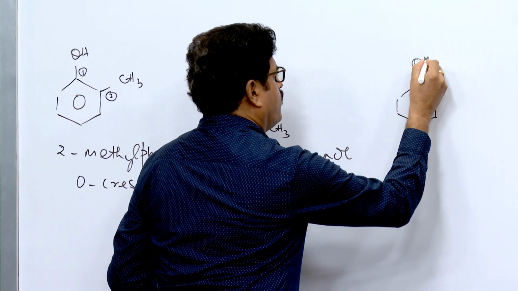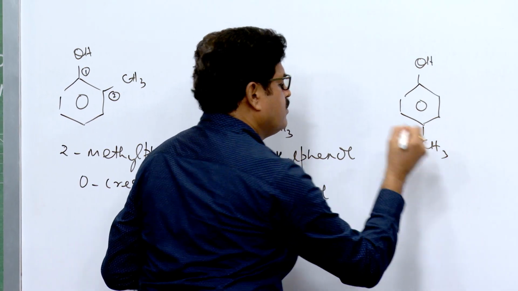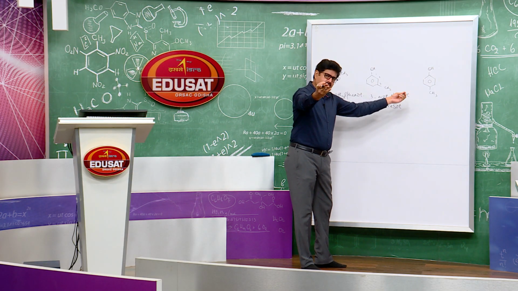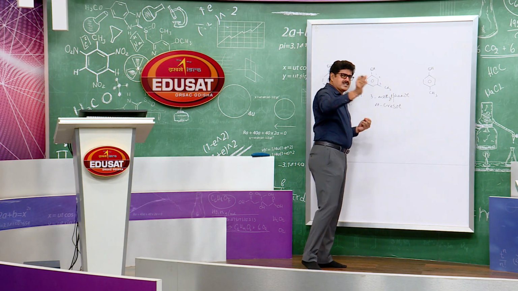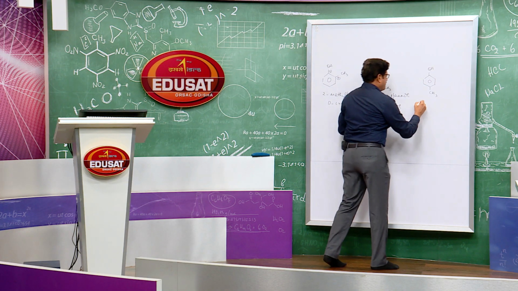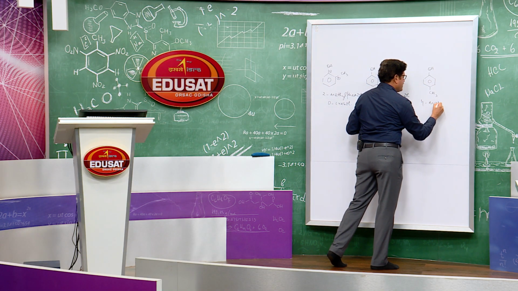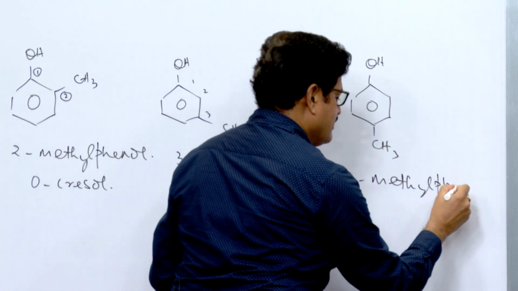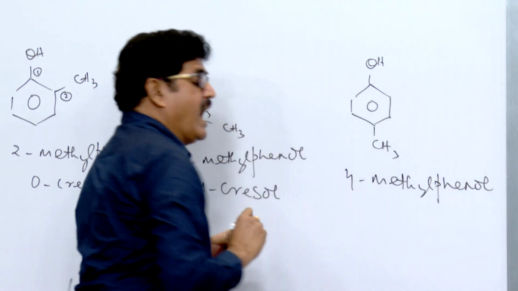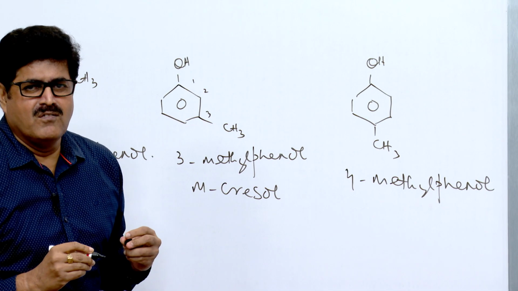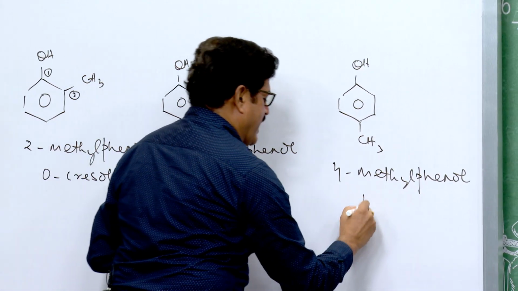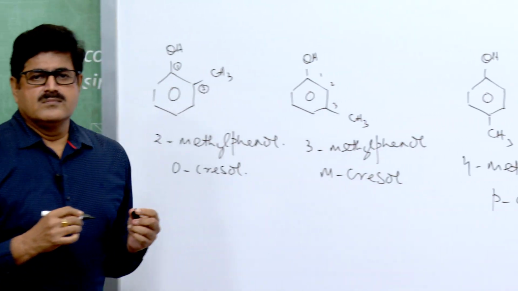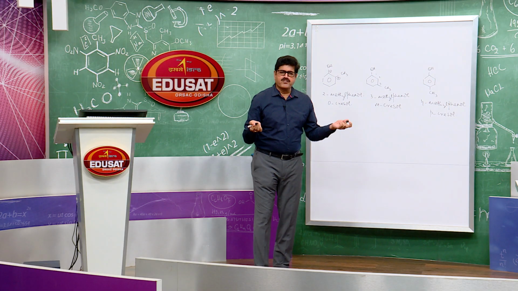Then the para-isomer. So, now you can name it. What is the name, students, of this compound? You got the answer now. You can name it. Yes, I am damn sure you can name it. It is 4-methyl phenol. And what is the common name? Yes, it is para-cresol. This is the nomenclature of monohydric phenols.